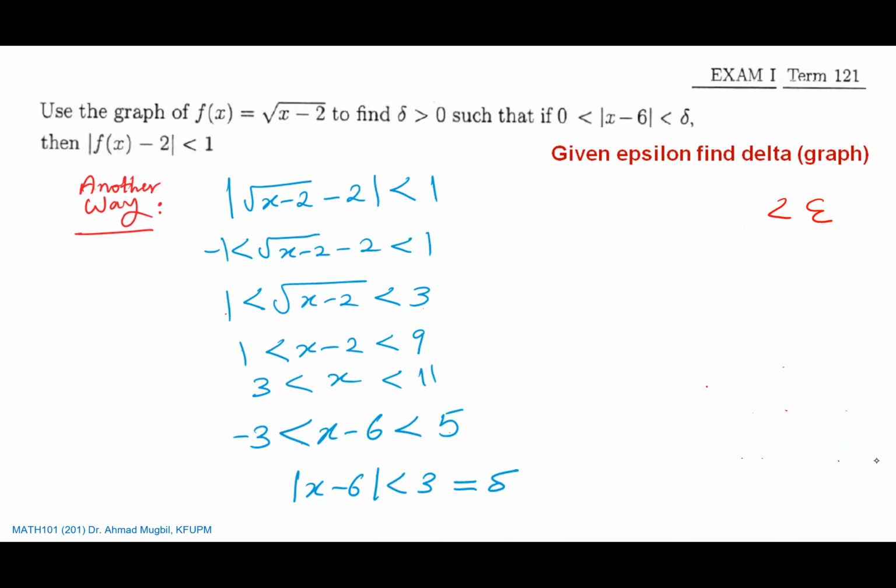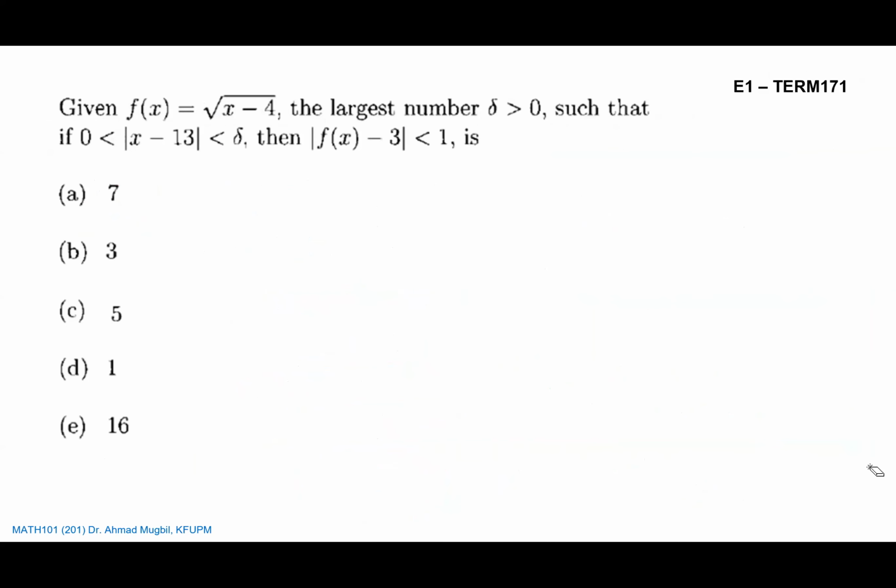This is what we had. Let's have another example here. Is it the same or different? It is a different one, x minus 4 here. Epsilon is given, L is here, and this is A. The same way, the solution is here, guys, with details.